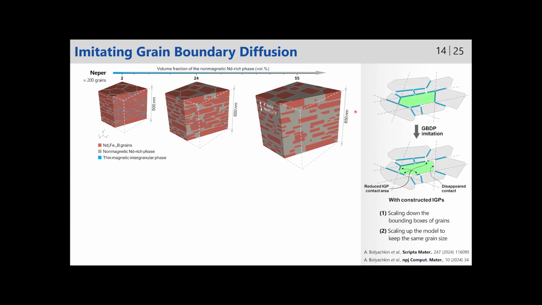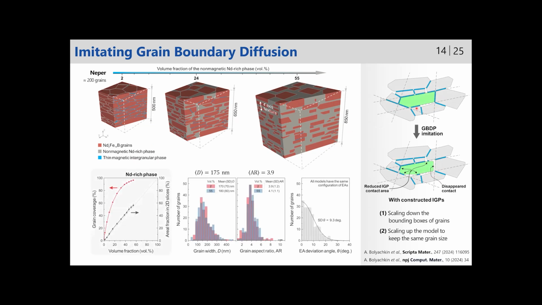In this series of models, we can control other properties and keep them unchanged. For example, the mean grain size, the aspect ratio of the grains, the distribution of the easy magnetization axis. So the only thing we are changing in this series of models is the packing of the grains and their connectivity.